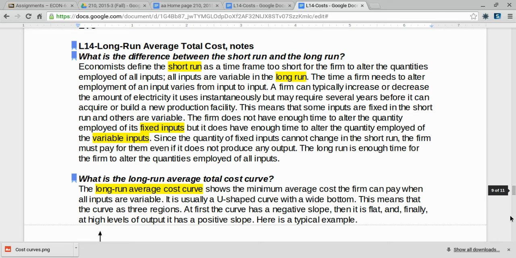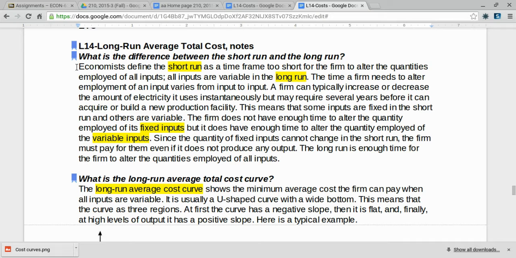What is the difference between the short run and the long run? Economists define the short run as a time frame too short for the firm to alter the quantities employed of all inputs. On the other hand, all inputs are variable in the long run. The time a firm needs to alter employment of an input varies from input to input.